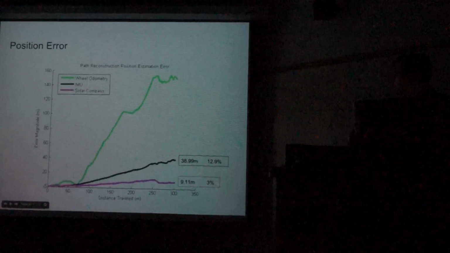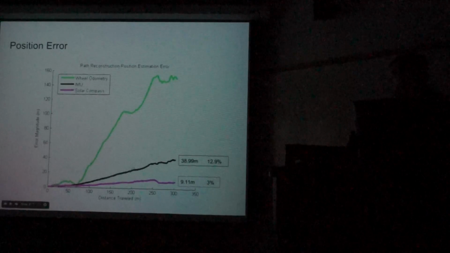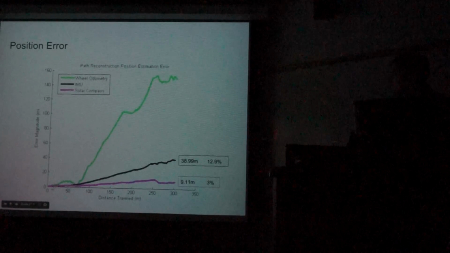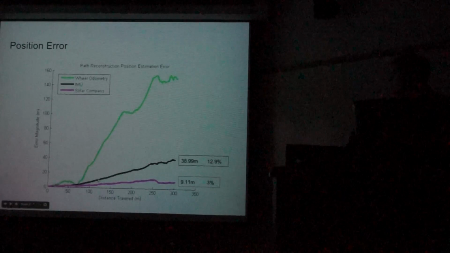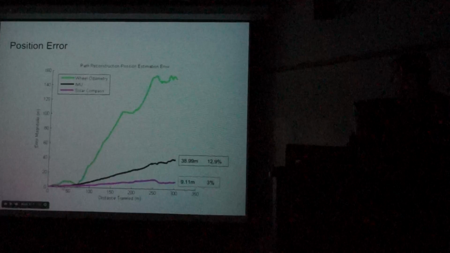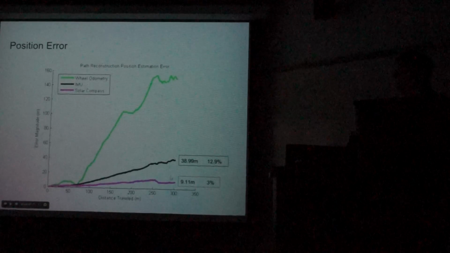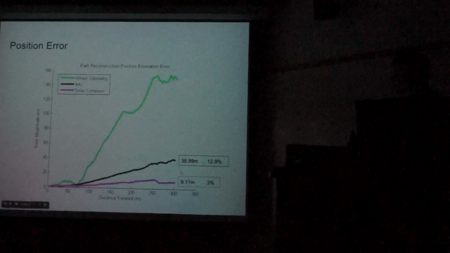And so we can see here that it's predicted in the literature that the path reconstruction with an IMU typically has a superlinear error that grows, and what other researchers have seen with the sun compass is that it follows a nearly linear error growth.